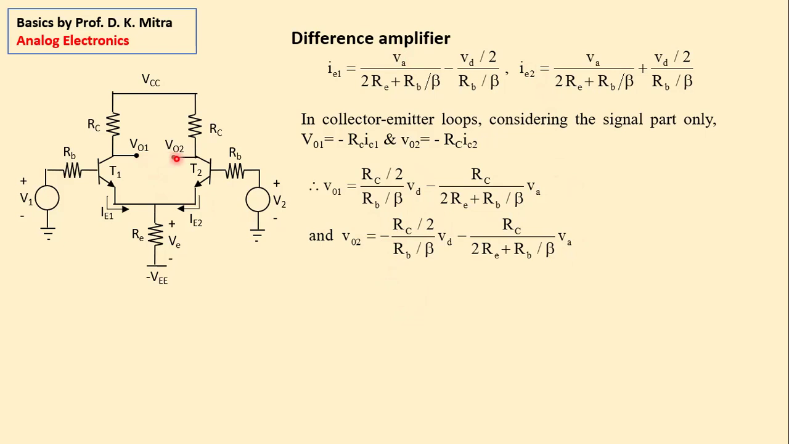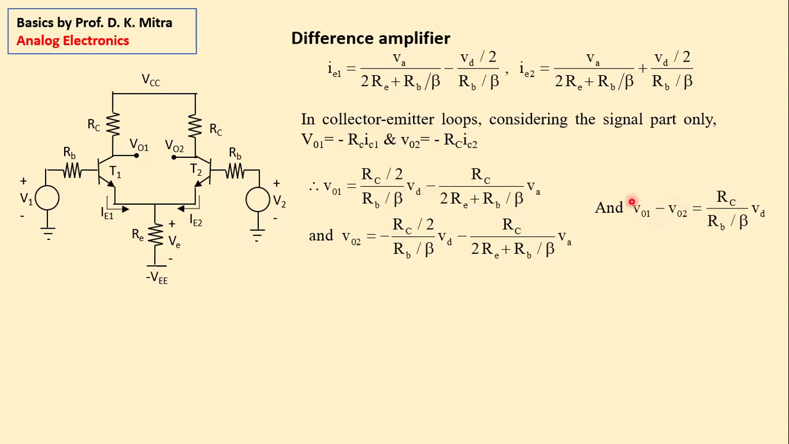And what is the difference amplifier output? Difference amplifier output is VO1 minus VO2. So what is VO1 minus VO2? This part gets cancelled. We are only left with RC by 2, which will be replaced by only RC. RC divided by RB upon beta into VD.